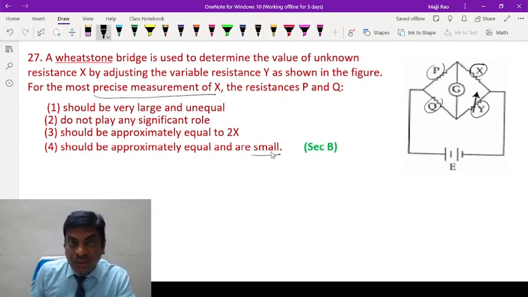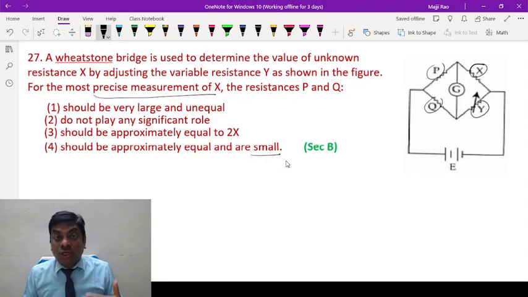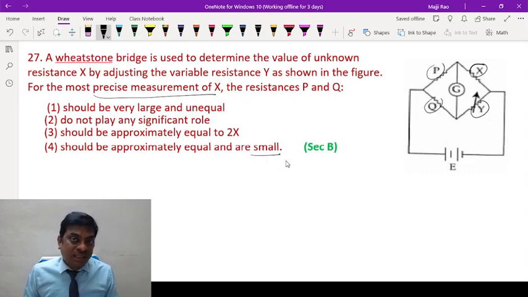And if they are small, the change in resistance due to temperature fluctuation will be less, because during the course of the experiment, the temperature of the laboratory might increase or decrease, thereby affecting the resistance. If it is a small resistance, then the heat produced will be less, so practically there won't be any change in the resistance. So fourth option is the correct option.